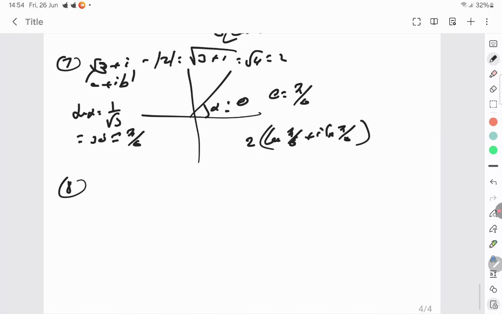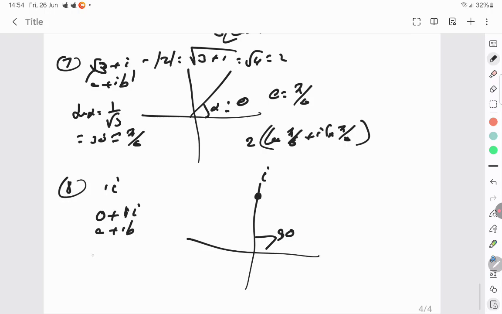Let's go to the 8th question. The 8th question is just i, which means 1i, which means 0 plus 1i. A plus ib. The real part is not there. So it's going to lie on the y-axis, the imaginary axis. The angle itself is 90 degree. The magnitude is also 1. So 1 into cos 90 plus i sin 90, or in other words, write it in terms of radian, cos pi by 2 plus i sin pi by 2. That completes the 8th question.